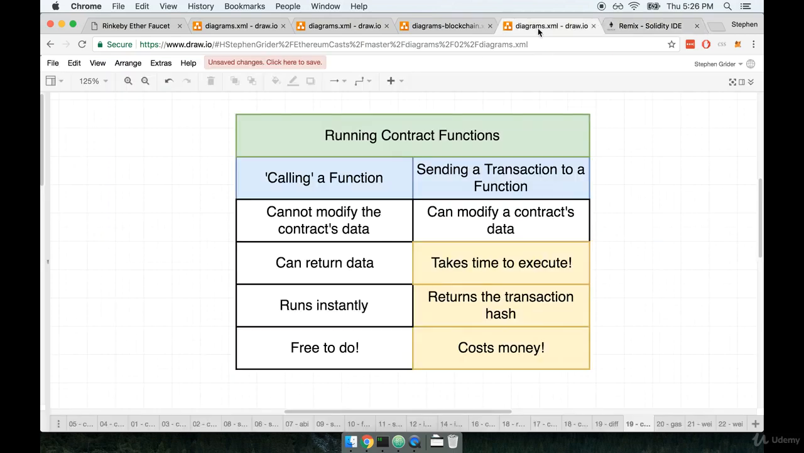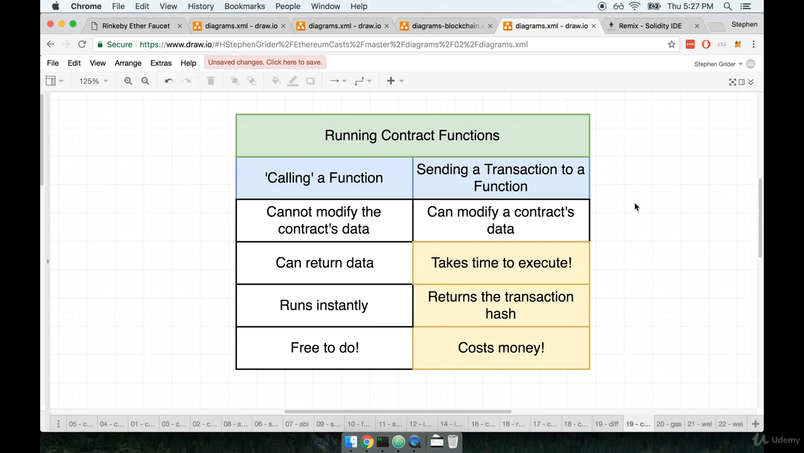At the end of the last video, I mentioned that sending a transaction to a function costs some amount of money. When I talk about money right here, I'm not talking about US dollars or euros or anything like that. I'm saying that it costs some amount of ether to send a transaction to a function. So this opens the door to a system in Ethereum called gas.